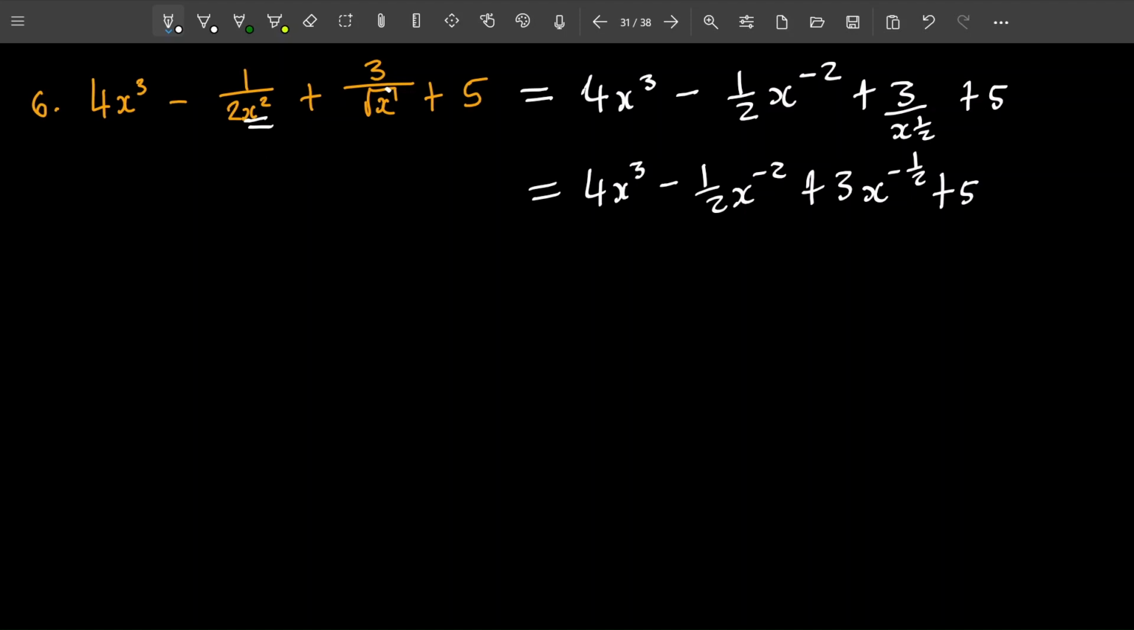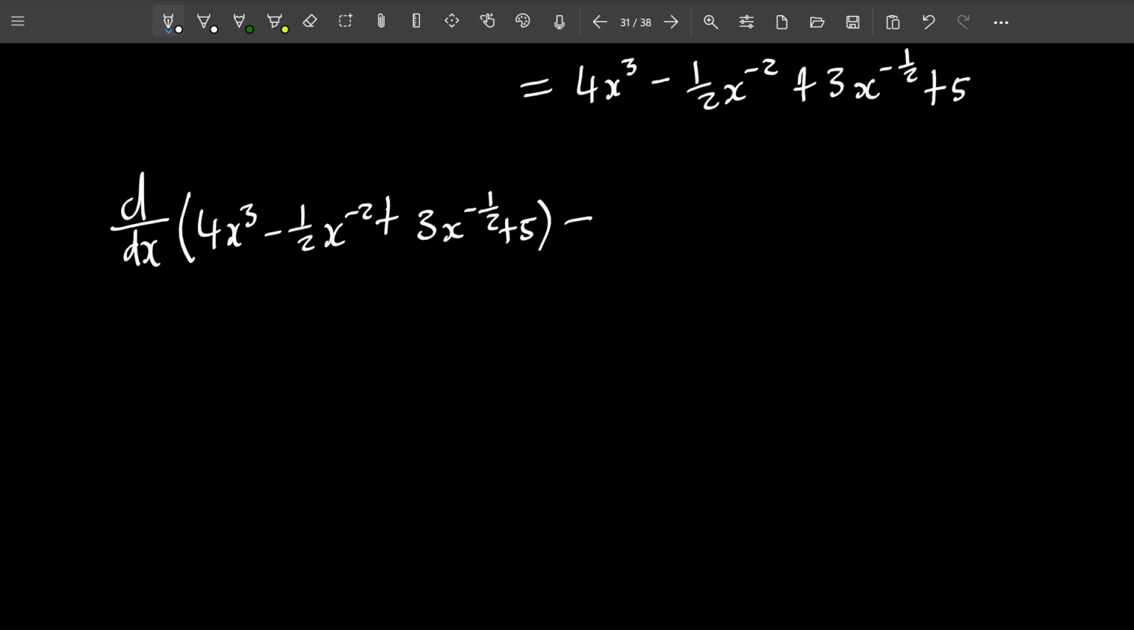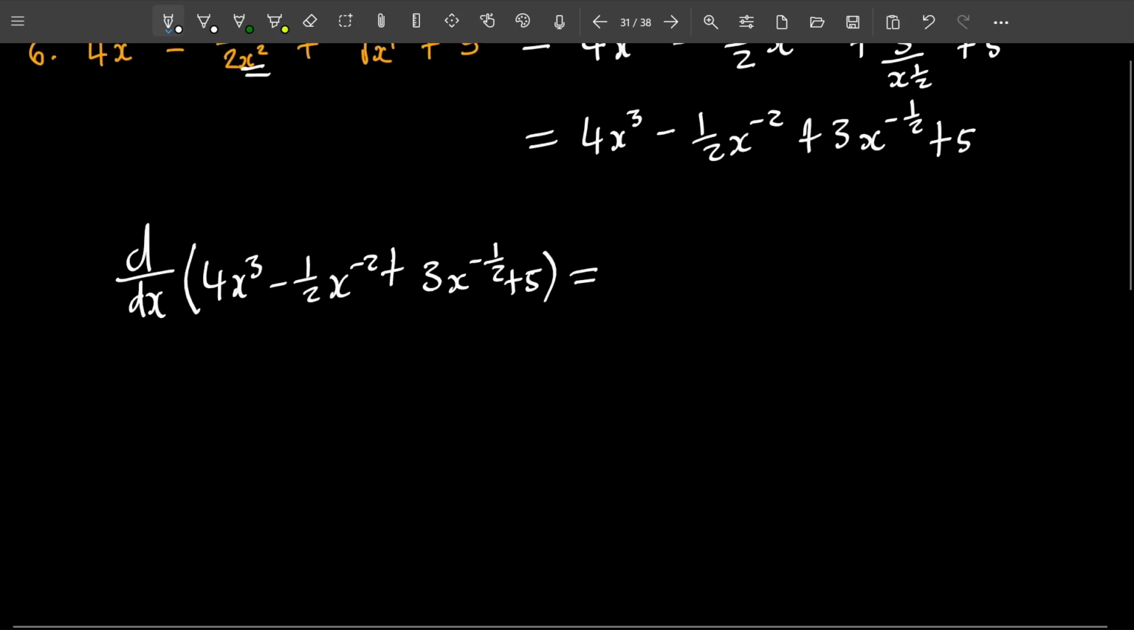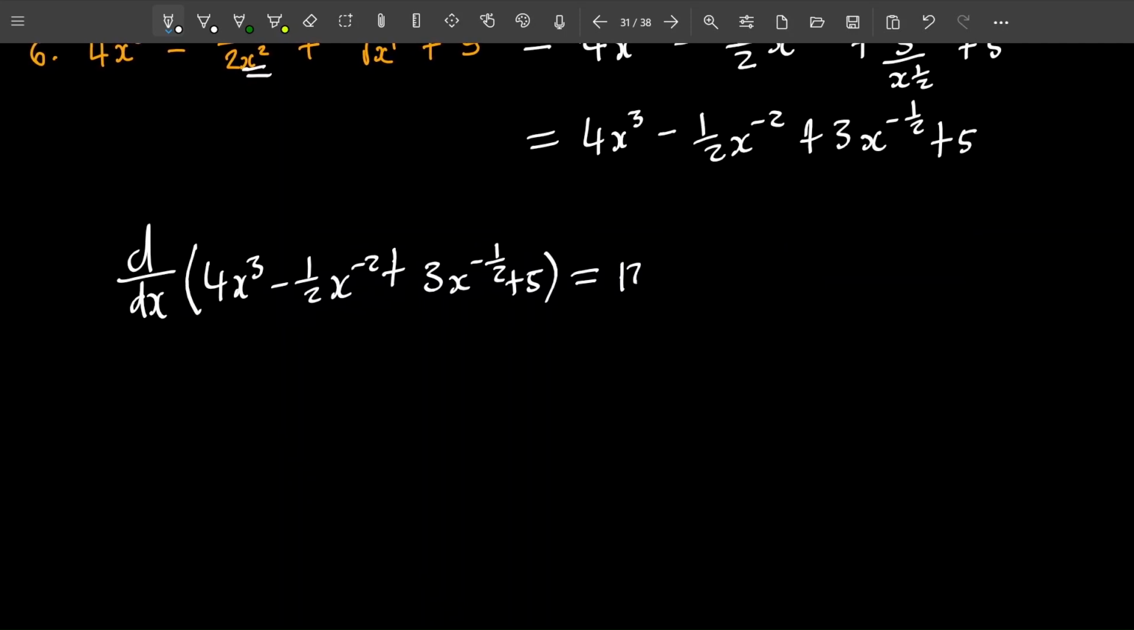Okay? Because we have changed its form, we can now say d dx of 4x cubed minus half x to the negative 2 plus 3x to the negative half plus 5. What is this going to be equal to? We can now start to find the solutions. In here, we'll say the power times the coefficient. So 3 times 4 is going to be 12. x to the 3 minus 1 is 2. Then we have negative 2 times negative half.